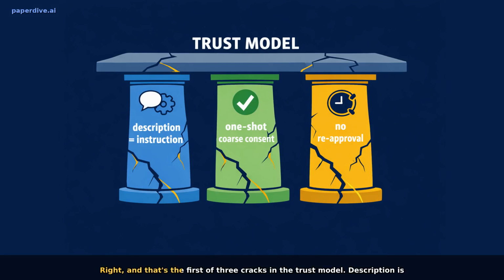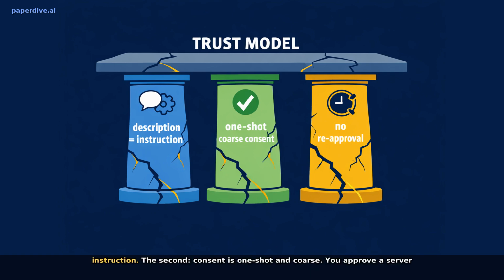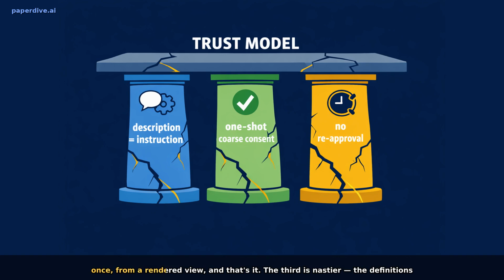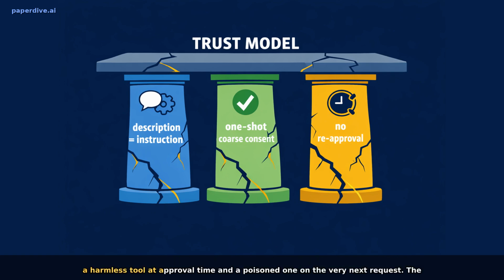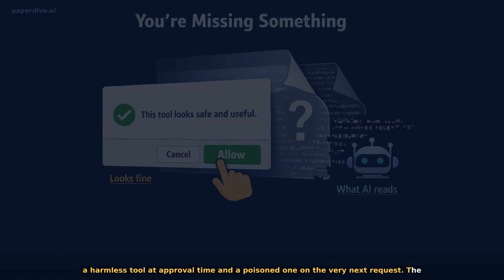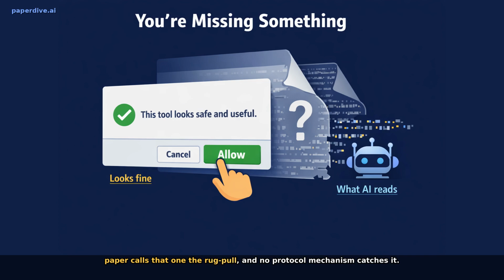Right, and that's the first of 3 cracks in the trust model. Description is instruction. The second, consent, is one-shot and coarse. You approve a server once from a rendered view, and that's it. The third is nastier. The definitions can change afterward, and nothing forces you to reapprove. A server can hand you a harmless tool at approval time and a poisoned one on the very next request. The paper calls that one the rug pull, and no protocol mechanism catches it.